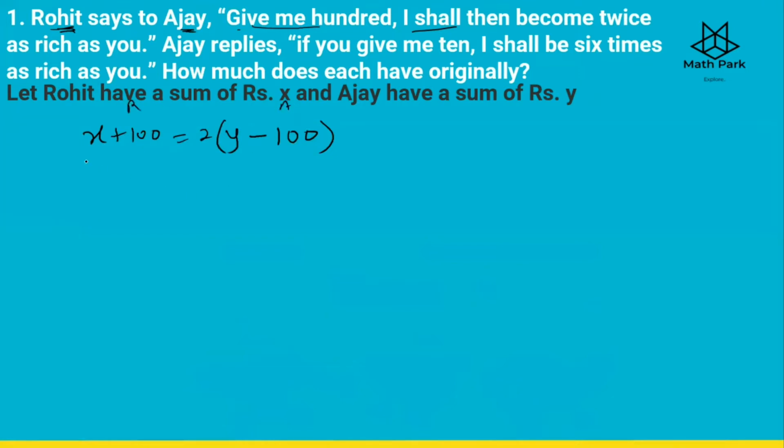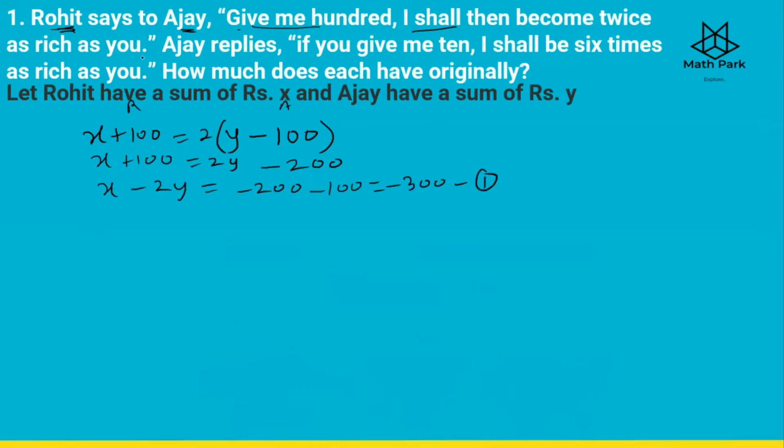Okay, solve this equation. You have x plus 100 is equal to 2 times (y minus 100), that is 2y minus 200. So take this 2y here. You have x minus 2y is equal to minus 200, and 100 goes here minus 100, which is equal to minus 300. This is our equation number 1. So the first equation is framed.